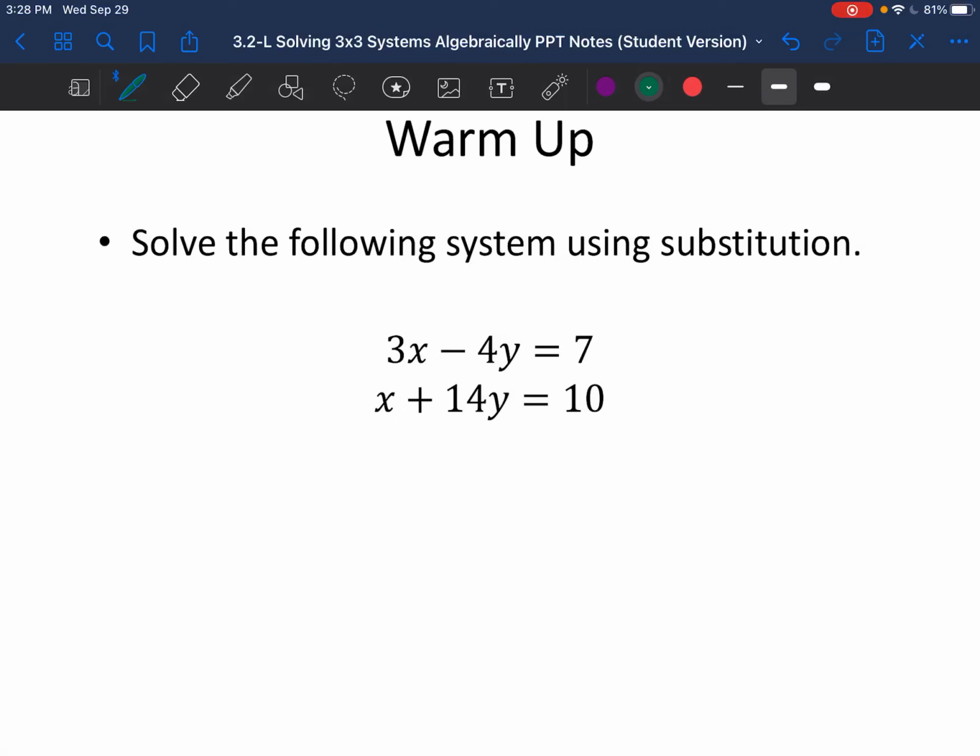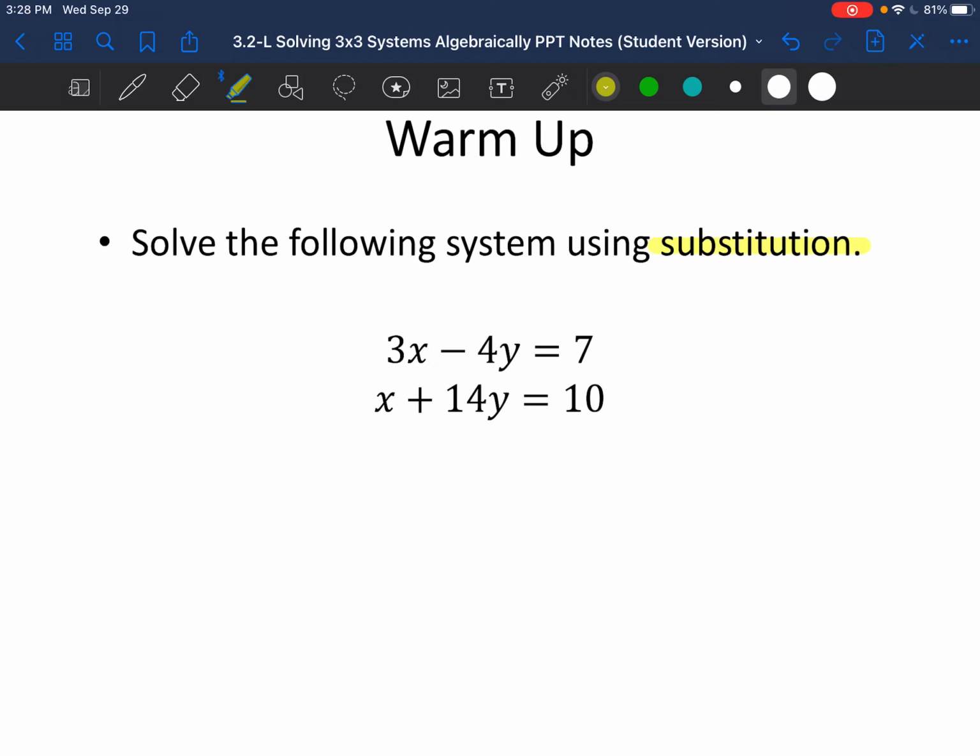All right, so today we are going to solve 3x3 systems, meaning 3 equations, 3 variables. And so in order to do that, we need to review how to solve 2x2 systems, 2 equations, 2 variables. And so specifically today we're using substitution. We'll get to elimination next time.